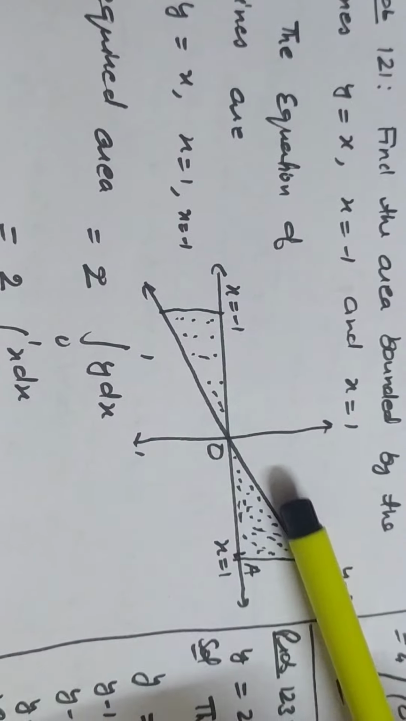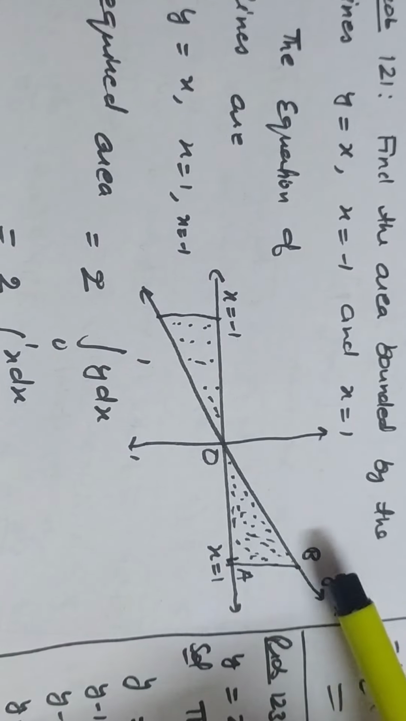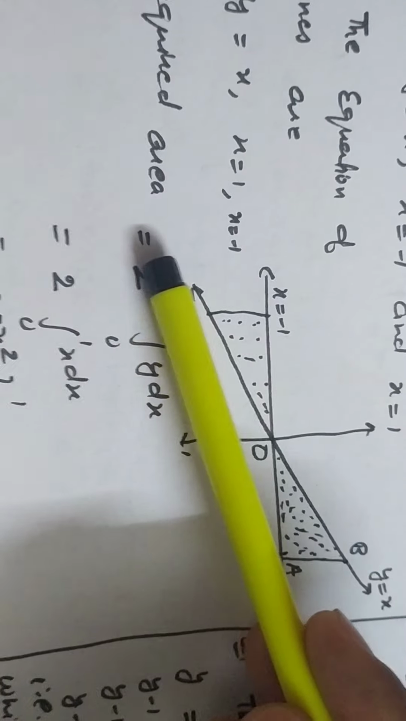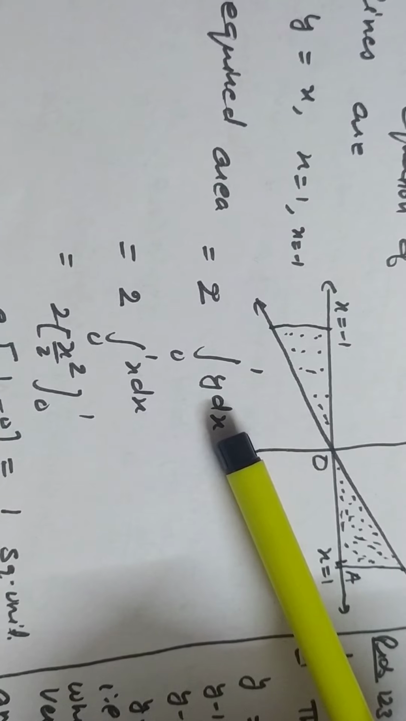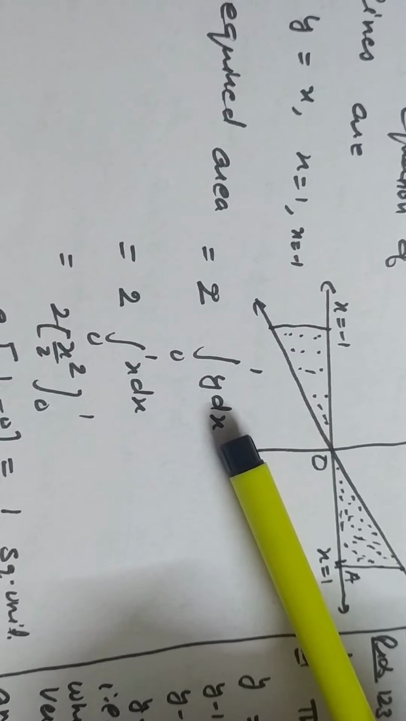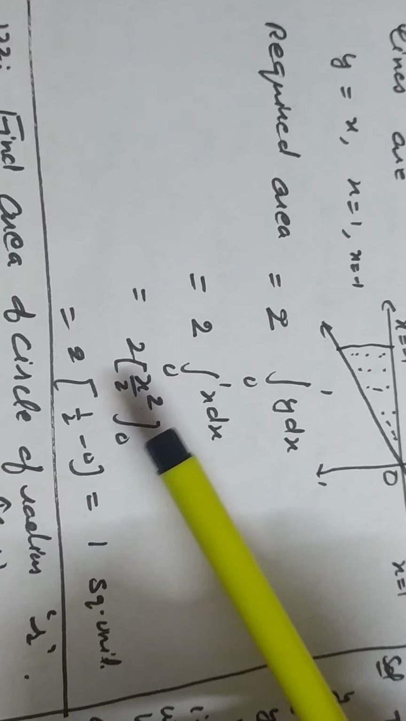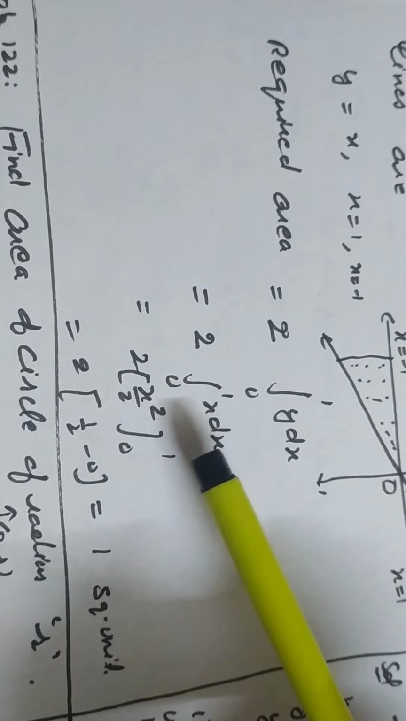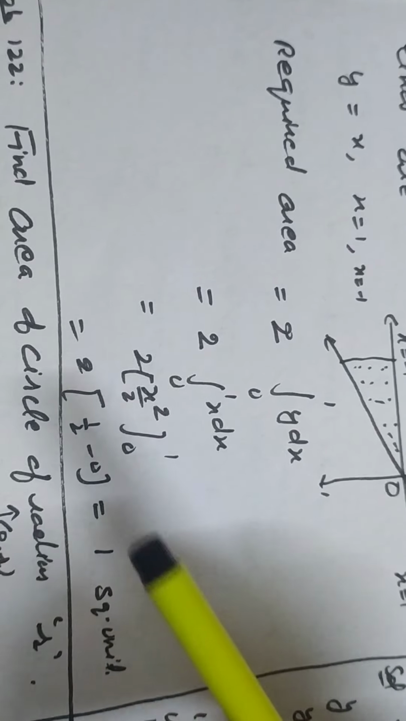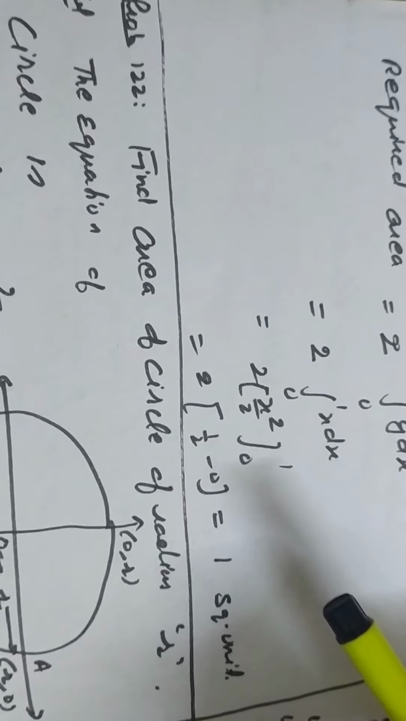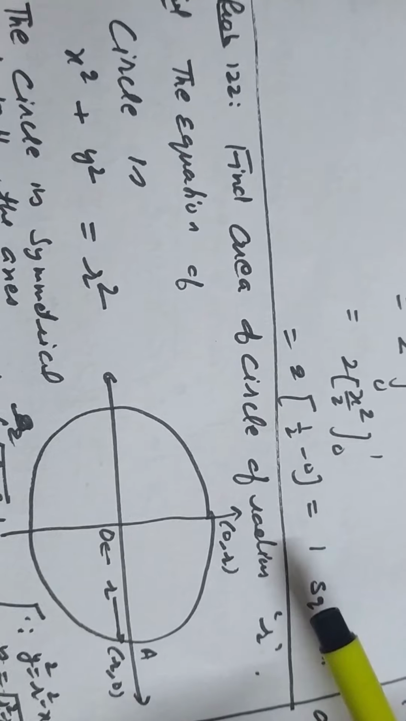So you simply find the area from one side, that is 0 to 1, under the curve y equal to x, and then we multiply it. So the integral from 0 to 1 of y dx is the formula for finding the area of the region under the given arc or curve. Upon integrating and putting in the upper and lower limiting values, you will get the answer 1 square unit. Next question is to find the area of the circle of radius r.